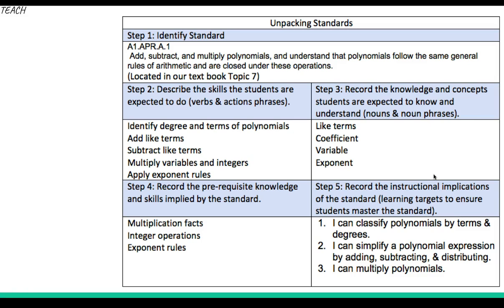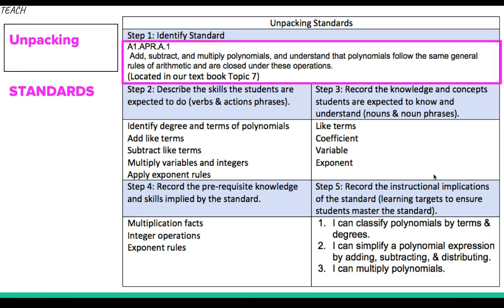Step 1 says they're identifying that standard. That's the actual standard written out. Step 2 is describing the skills students are expected to do. Step 3 is recording the knowledge and concepts students are expected to know. So what we're doing now is taking that standard and unpacking it. We're asking, what is the standard really saying and what is it requiring of students in order for them to meet proficiency?